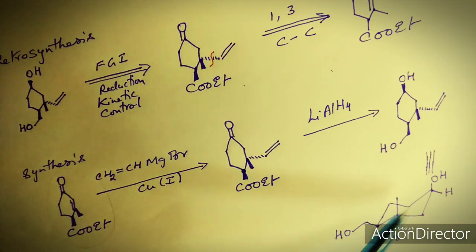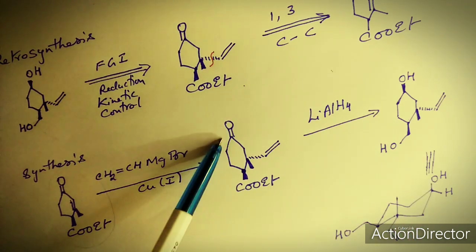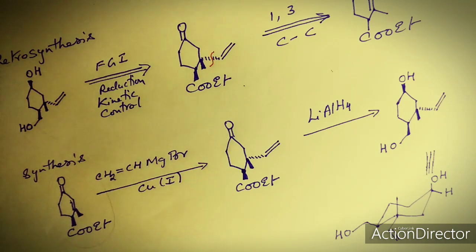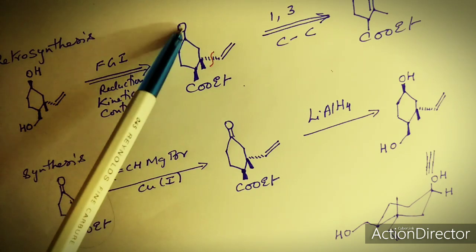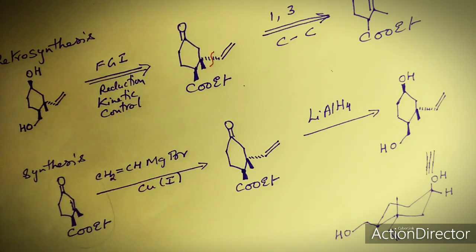OH and this group are not on the same side. This is equatorial, this is equatorial, this is therefore cis, because diaxial is cis. So by analogy, diequatorial is also cis. So this alcohol is formed with OH in such a way that these two do not come close to each other, which would have been the case had an equatorial alcohol been formed. Hence, this axial alcohol is formed.